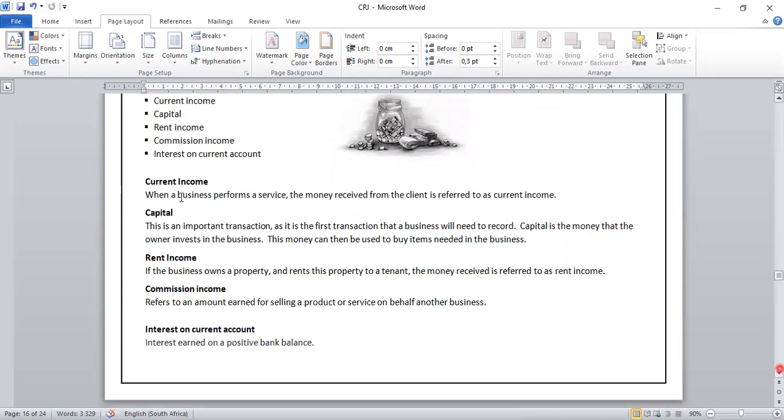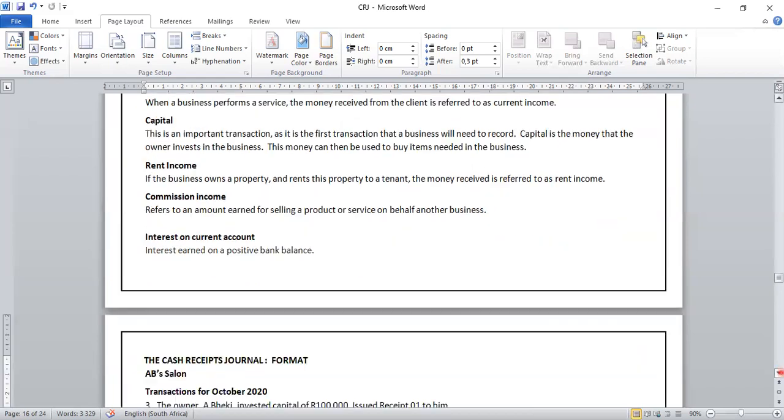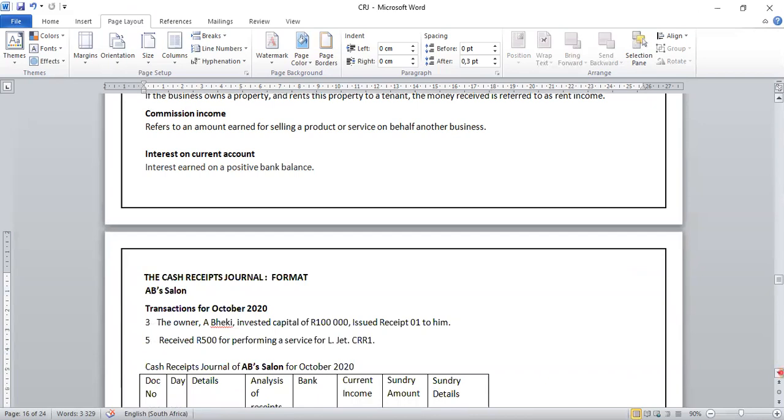Our next entry is rent income. If the business owns a property and rents this property to a tenant, the money received is referred to as rent income. Then we have commission income, which refers to an amount earned for selling a product or service on behalf of another business. Our last entry is interest on current account, which is interest earned on a positive balance. So we do receive this money from the bank, which is paid to our bank account.